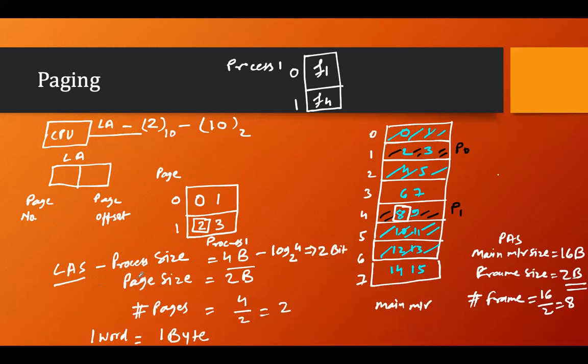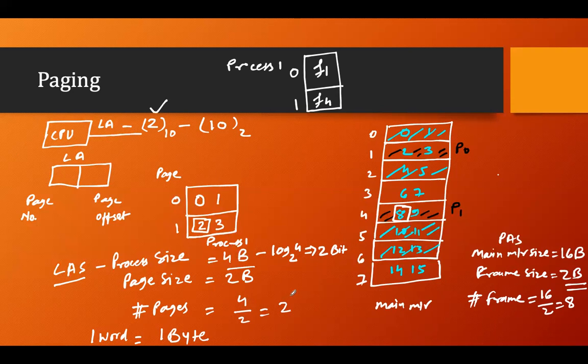To represent this particular logical address space, I required 2 bits. How many bits? 2 bits, and that will be 0 or 1. So for that I required how much? It will be 2 to the power of 2. It will require 2 bits. So I required 2 bits for this representation. That's why it is having 2 bits.